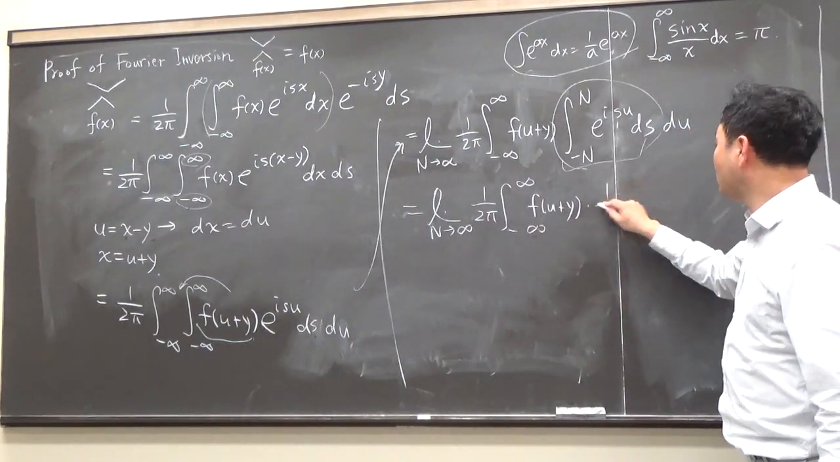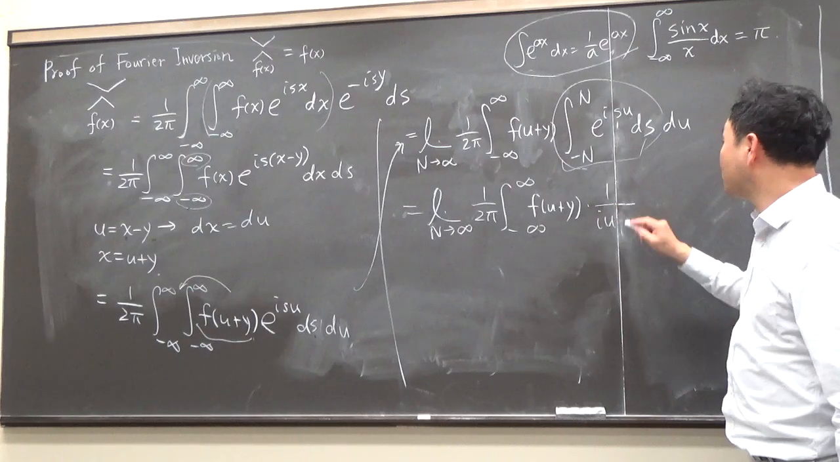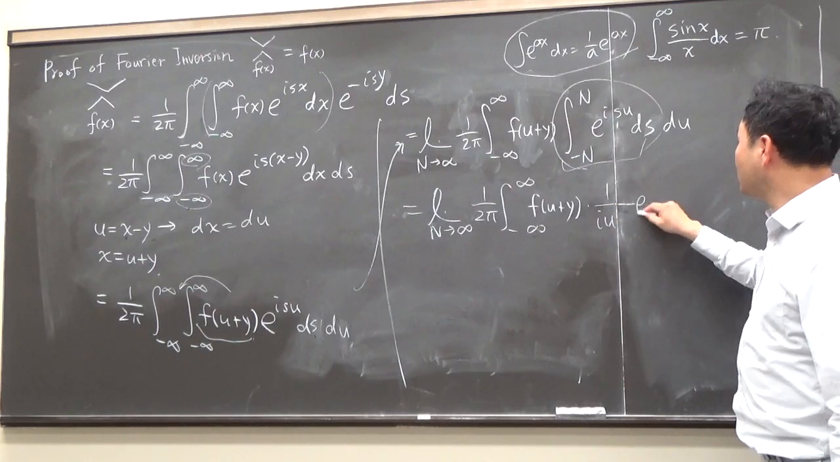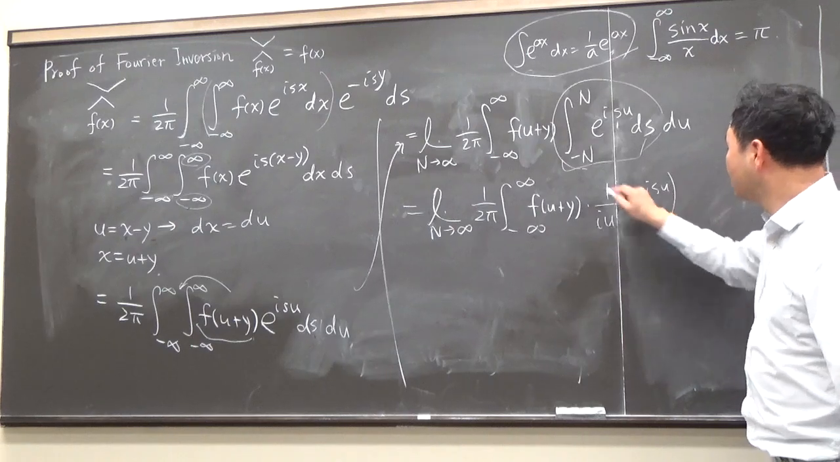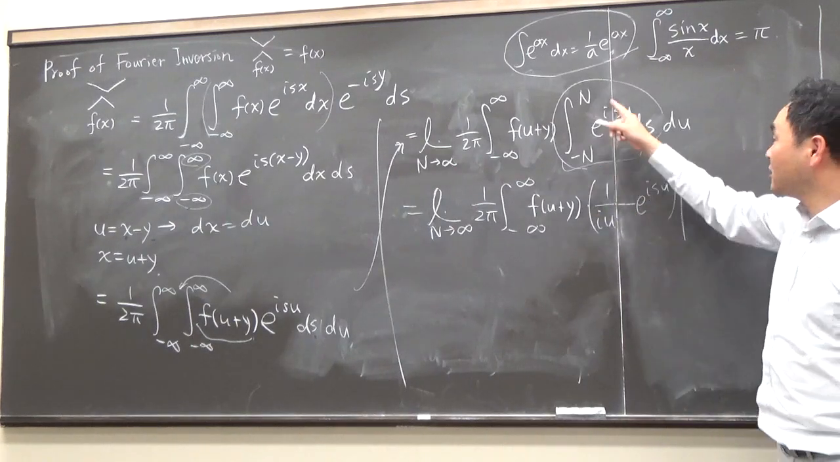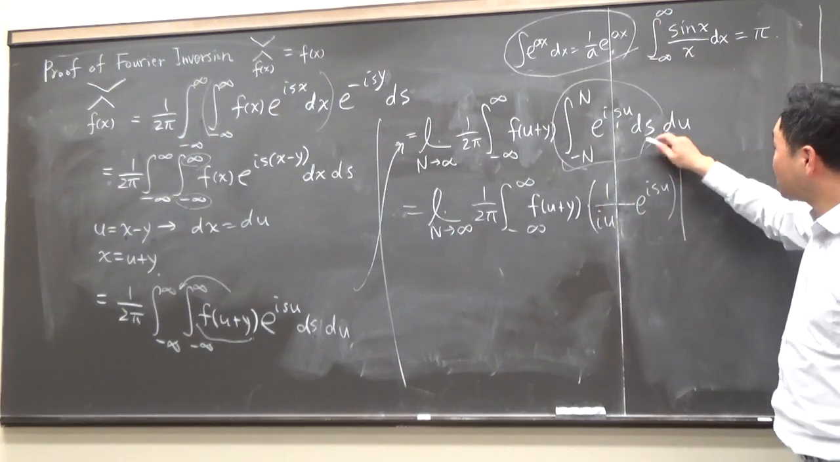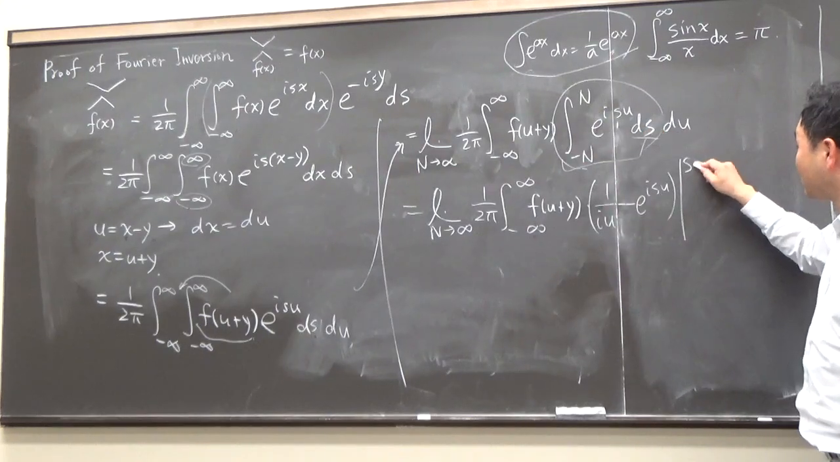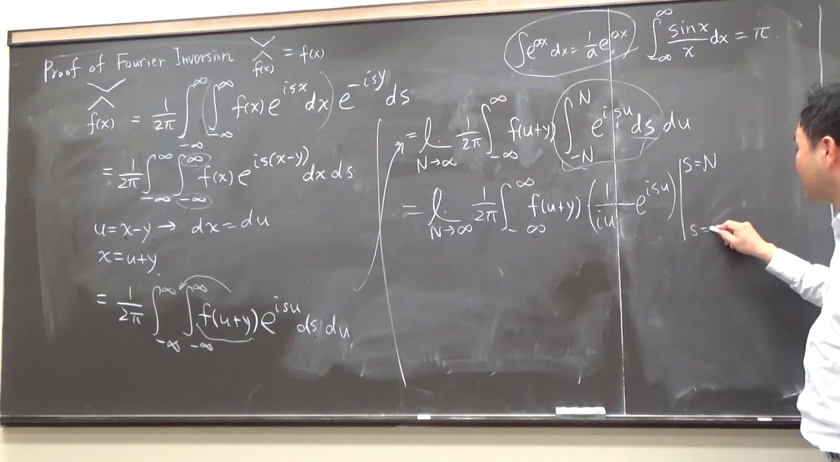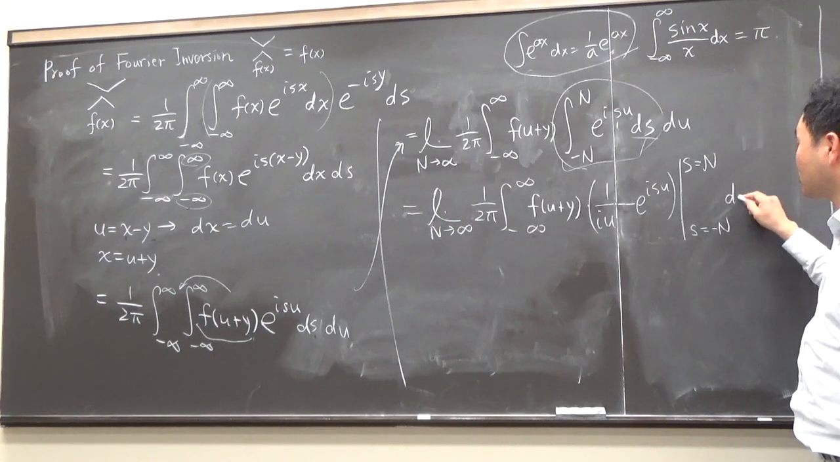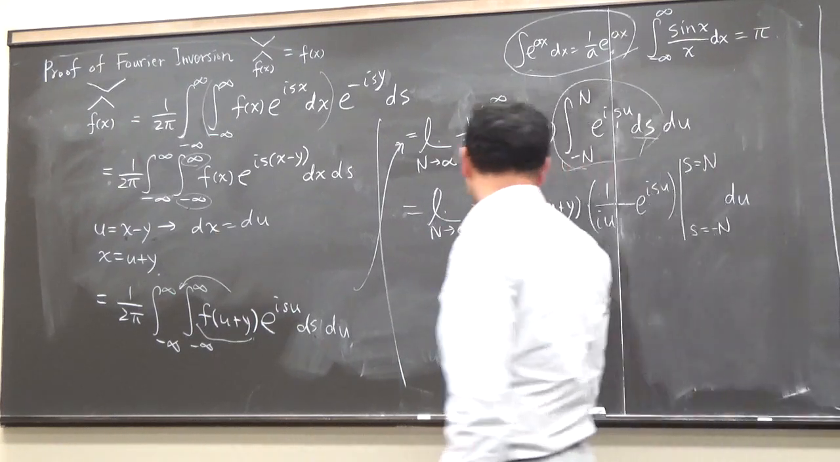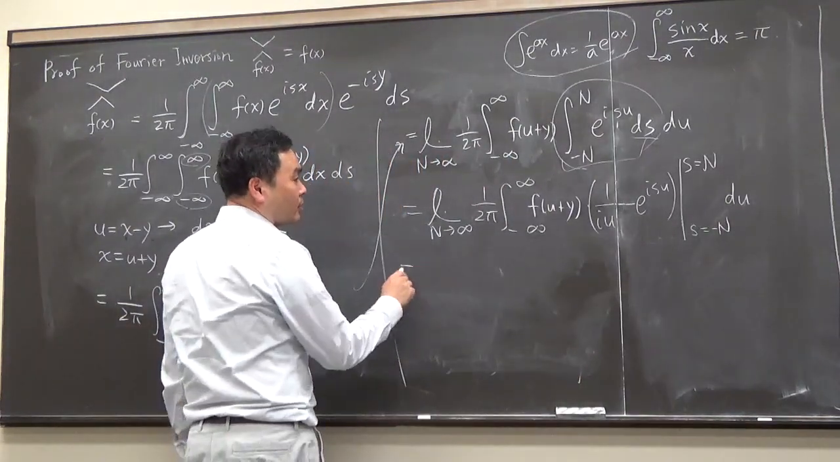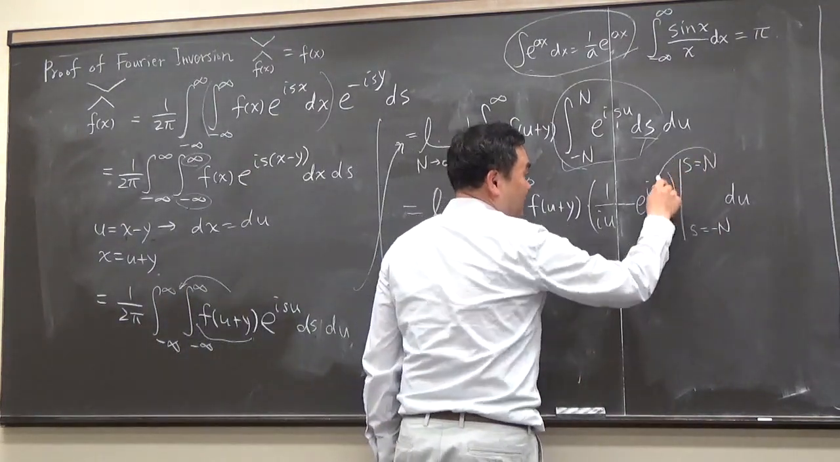Times 1 over iu, e to the isu, and to this I'm plugging in the endpoints n and negative n. But see, we're integrating by ds, so these are values for s. So s is n, s is negative n, and you still have to integrate by u afterwards.